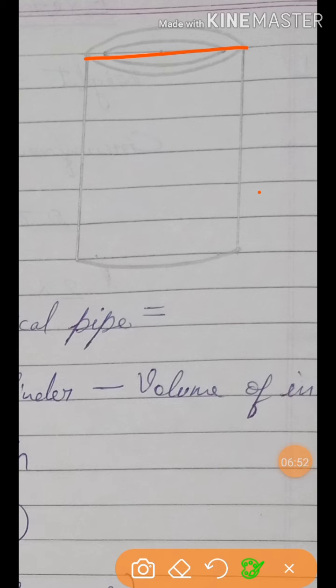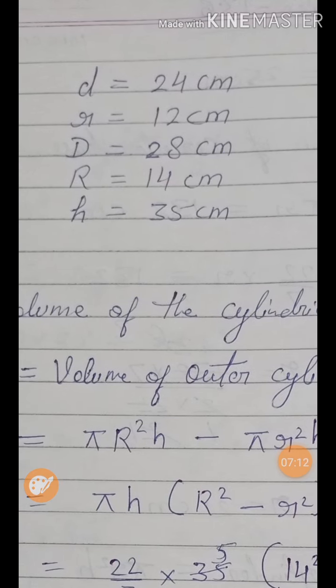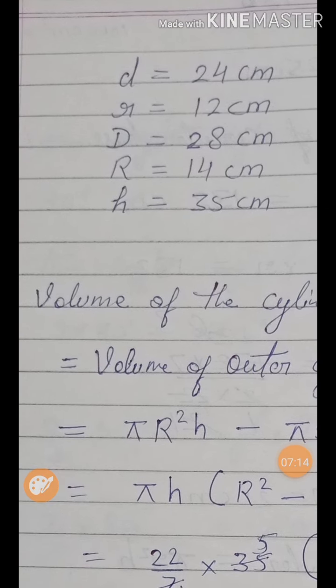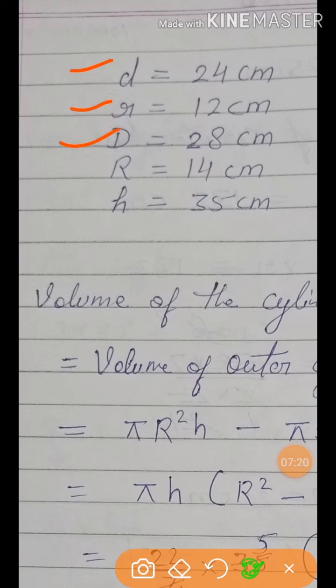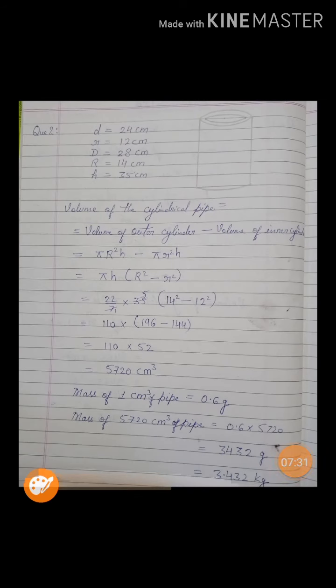And the length of the pipe is given 35 centimeter. Here the length of the pipe will be the height of this cylinder. The pipe is in the form of cylinder, so this is 35 centimeter. So I have written here all the values. It is given here inner diameter 24 centimeter, inner radius 12 centimeter, outer diameter 28 centimeter, outer radius 14 centimeter, and height is 35 centimeters. So in this question we need to find the mass of the pipe.